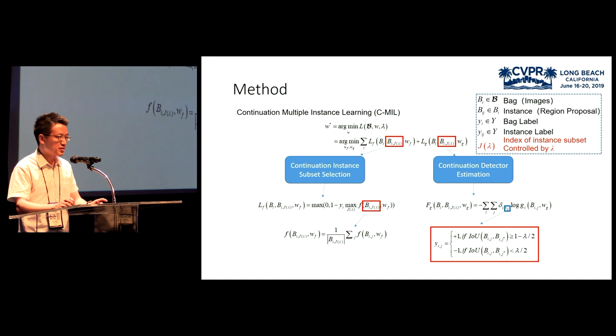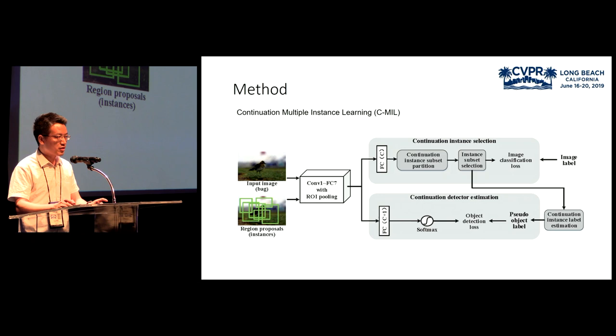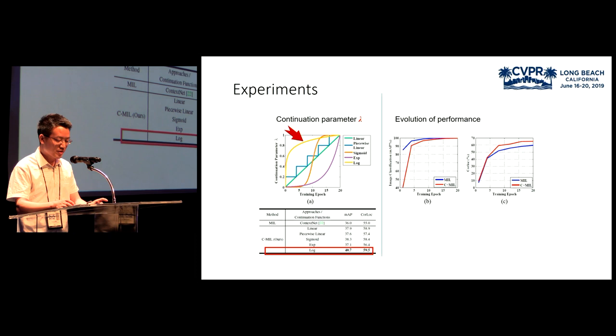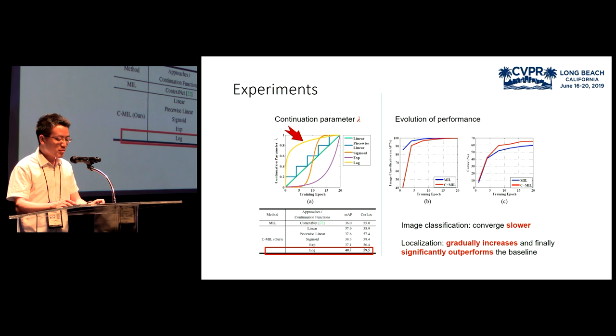In network implementation, we adopt a multiple branch framework. We can also use multiple detector estimation branches as in OICR. In experiments, we first study the effect of the continuation parameter lambda, and the log function achieves the best performance, which indicates that smoothing should be used in any stage. We also evaluate the performance evolution on the training set. Although image classification converges slower, the object localization finally significantly outperforms the baseline.